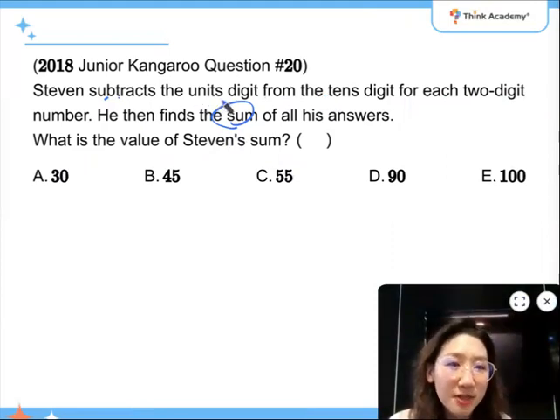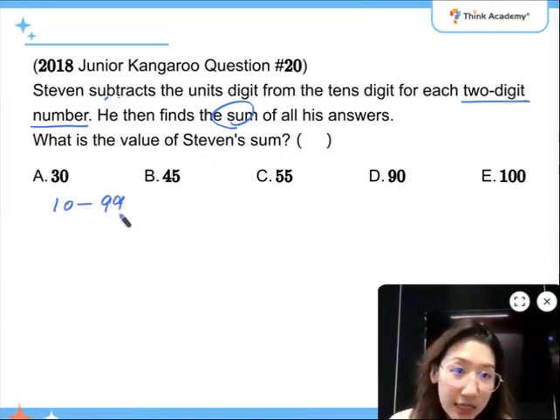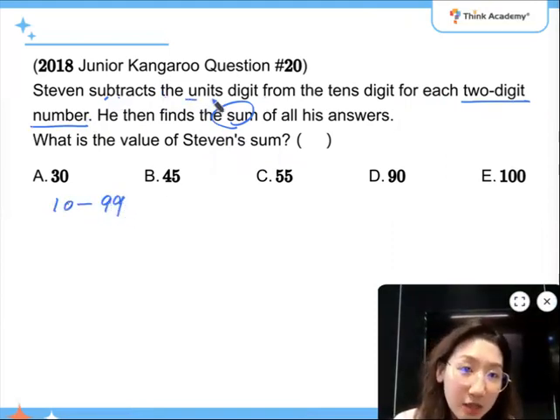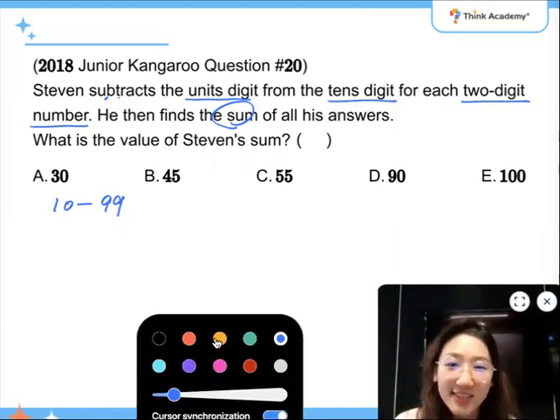So over here, what we're doing is we're looking at the 2-digit numbers. So 2-digit numbers are the numbers from 10 to 99. And we are subtracting the units digit from the tens digit. So for this question, there are 2 approaches. Let's do the standard one first.